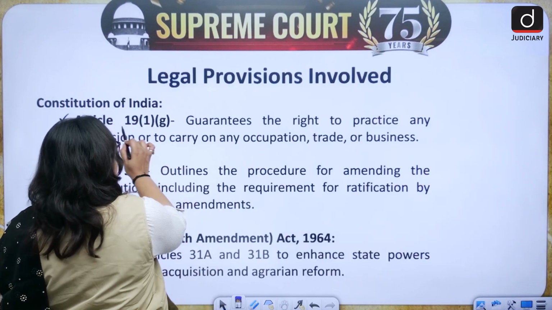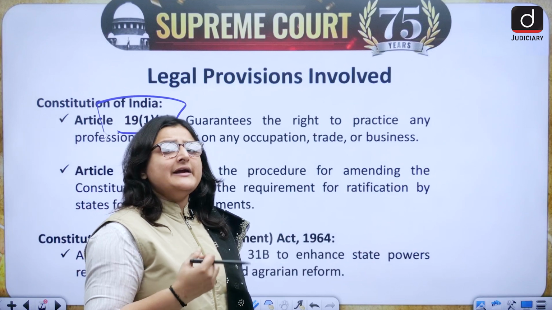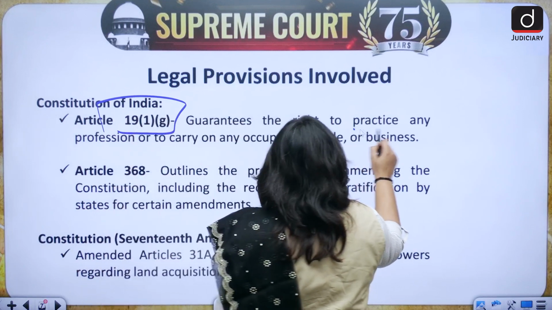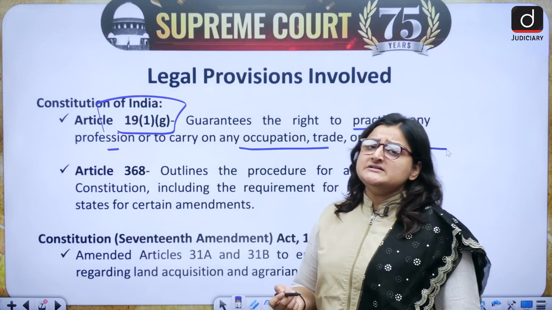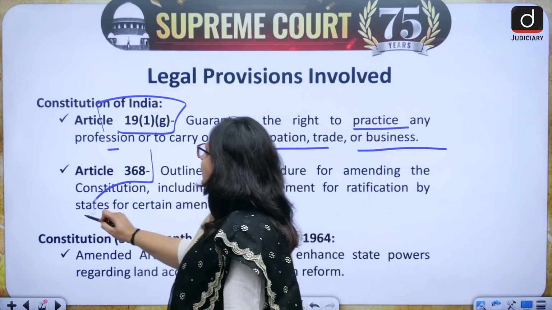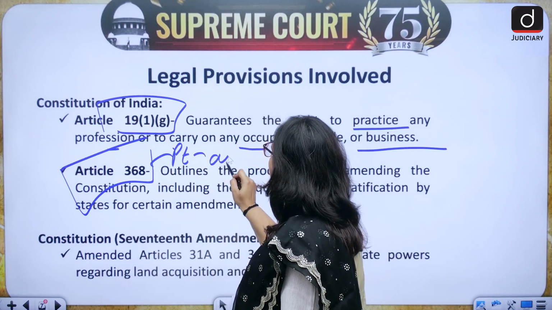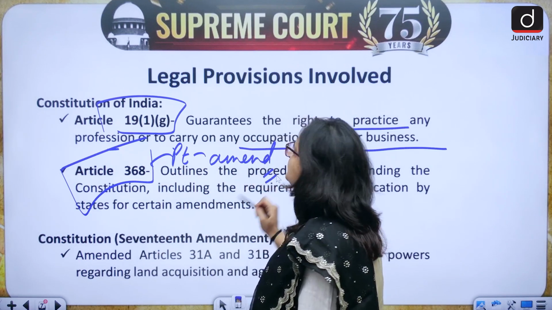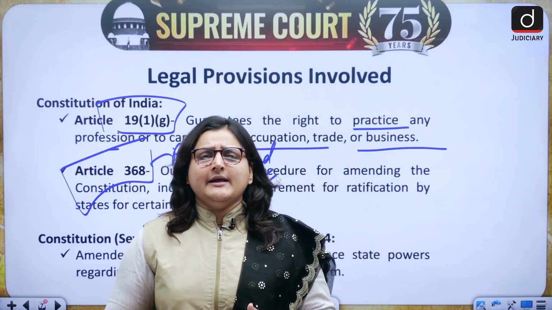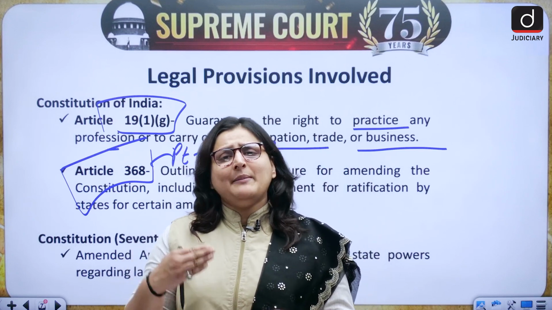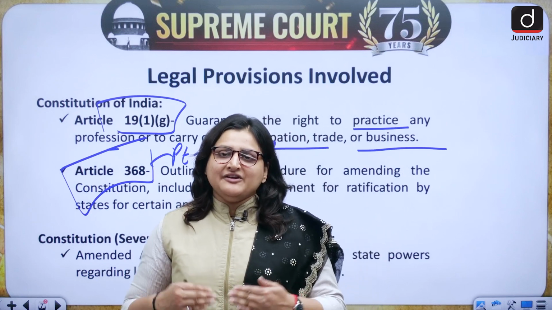We all know that Article 19(1)(g) guarantees every citizen of India the right to practice any profession or to carry on any occupation, trade or business. Moreover, Article 368 empowers the Parliament to amend any part of the Constitution, and for amendment there is a procedure. It could be done by simple majority, or by special majority, or by special majority plus the ratification of two-thirds of the states.